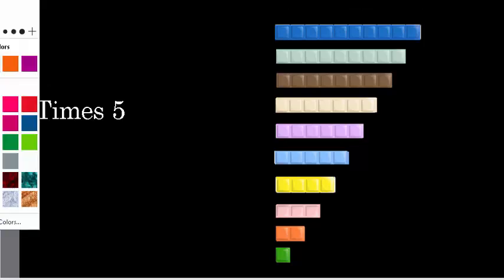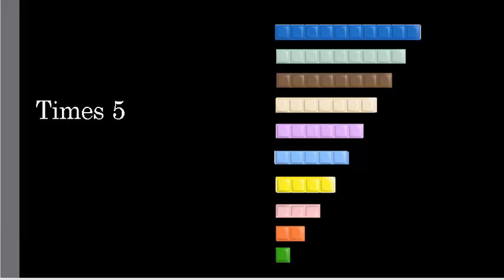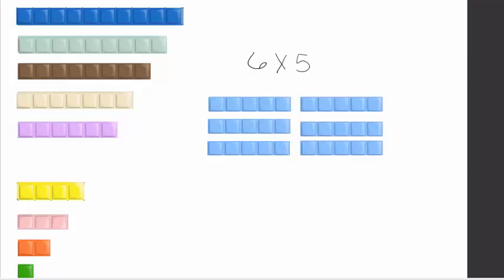All right, so let's go over the times 5 strategy. So if we're doing 5 times 6, we can see here we have 5 and we have it 6 times here. So this could represent 5 times 6 or 6 times 5. When we're doing multiplication, remember we can switch the order. It doesn't matter which number goes first.